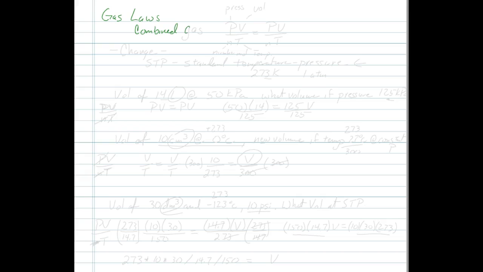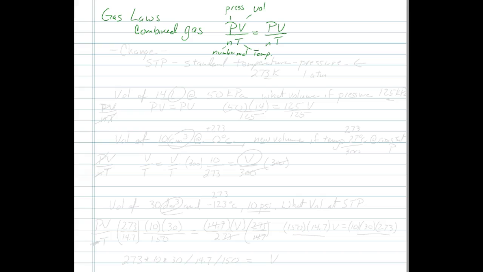The combined gas law relates pressure, volume, number of particles, and temperature. It is PV over NT. Pressure times volume. This is pressure. This is volume. N is the number of moles. And T is temperature. Capital T's are temperature, lowercase t's are time. So this is the combined gas law.